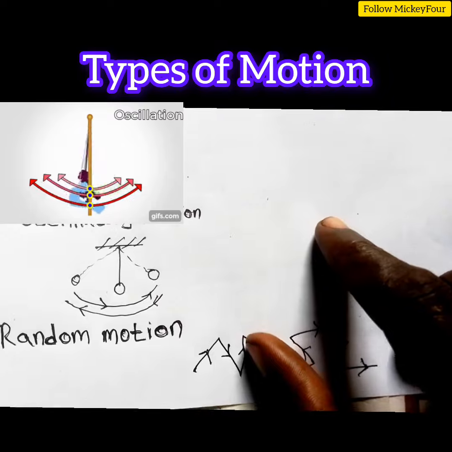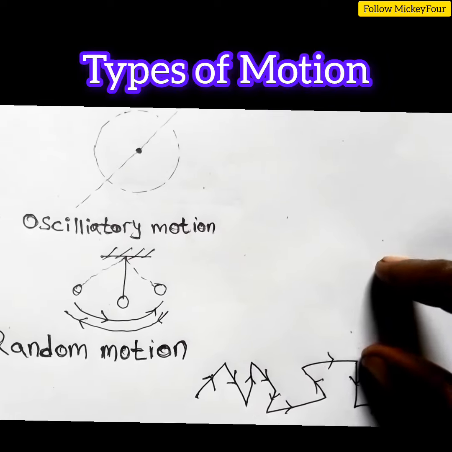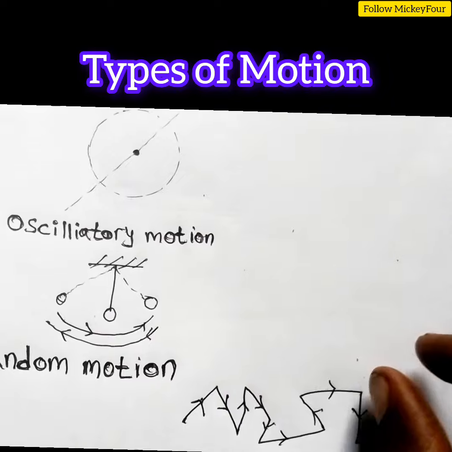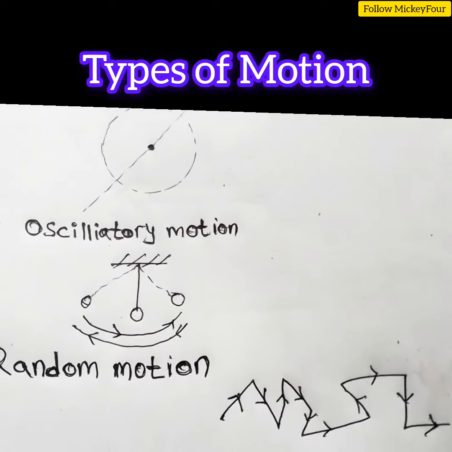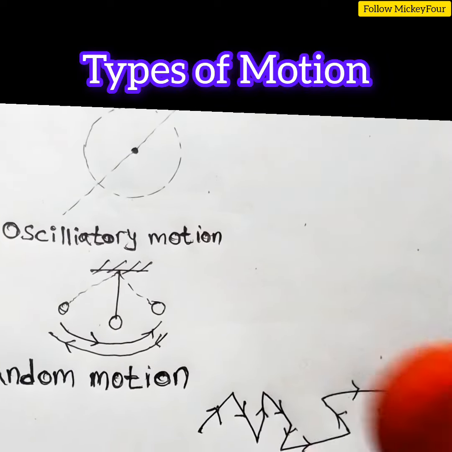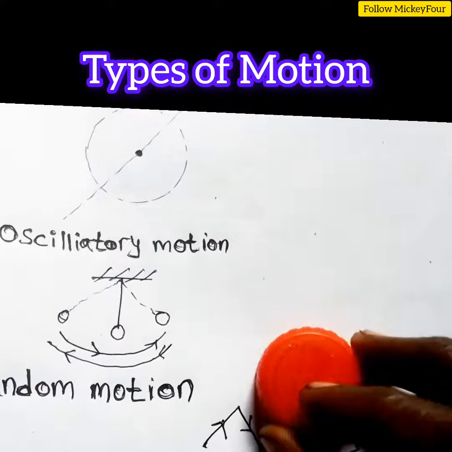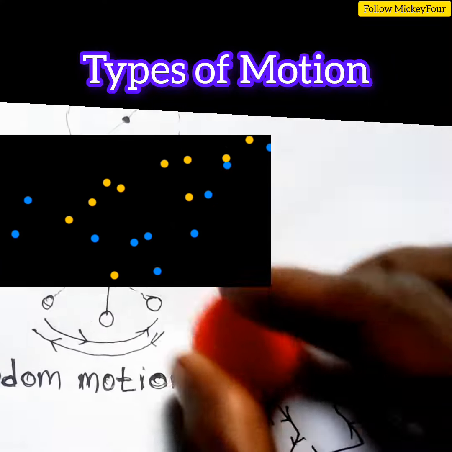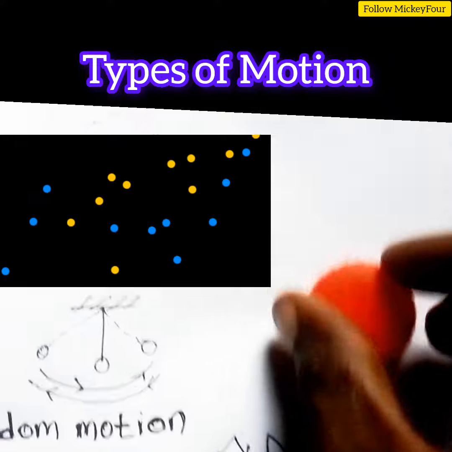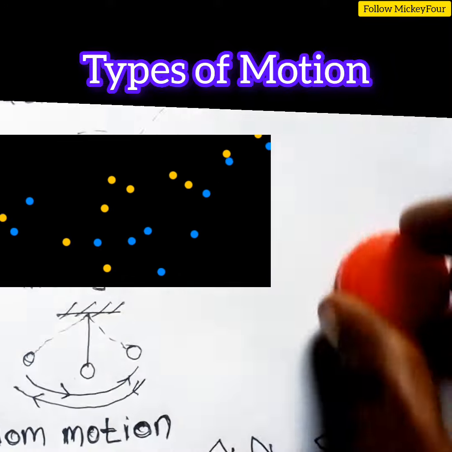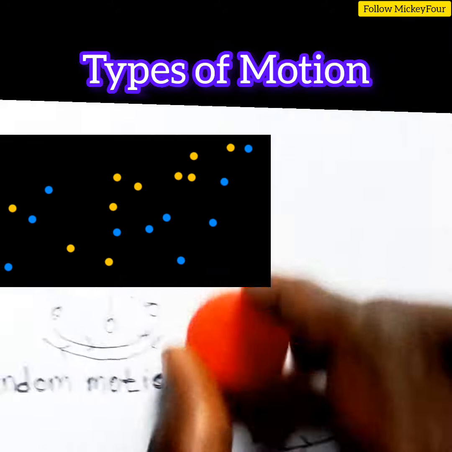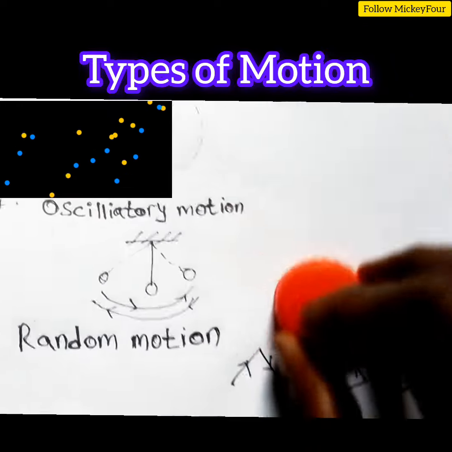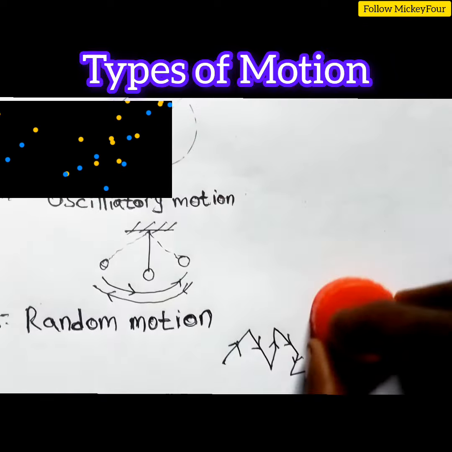Then the last but not least is called the random motion. The random motion is the irregular movement of a body. For example, the motion of dust particles. So let me demonstrate random motion. Let's say this is a body and the body is moving anyhow, irregularly, with no specific direction. So this type of motion is called a random motion. That is the irregular movement of a body.